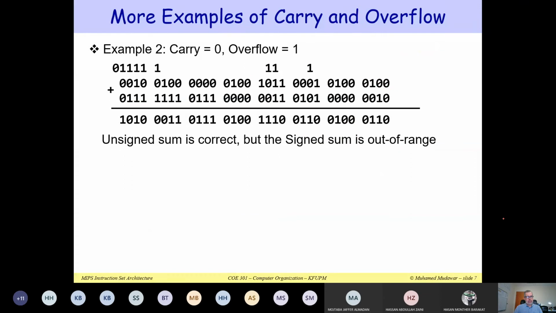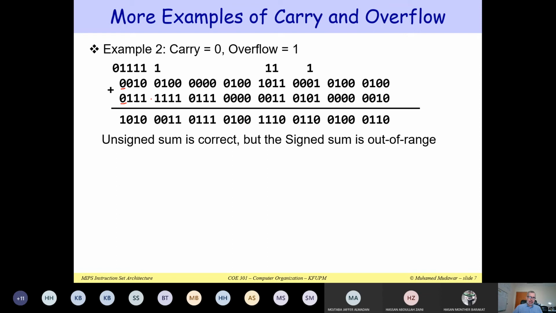Here's the second example. I don't have a carry, but there is overflow. Now look at the first number here. It is positive, and the second number is also positive. You can convert them from binary to decimal, but I will not do that. Whatever their values are, we can just add them in binary.